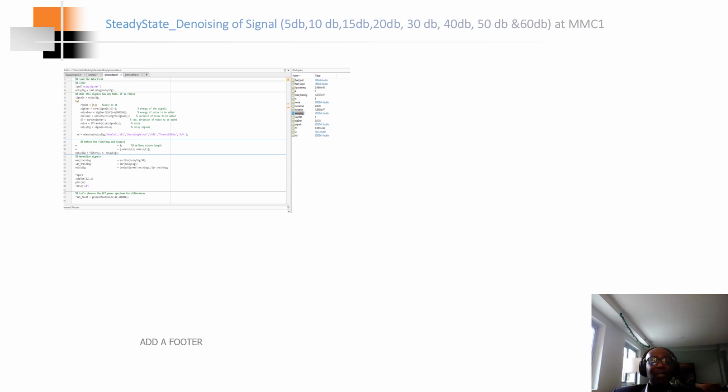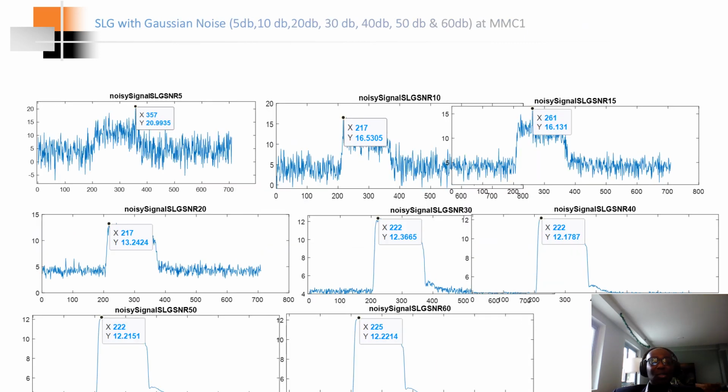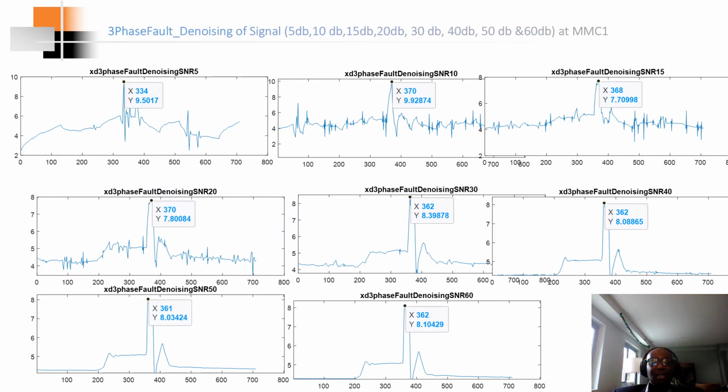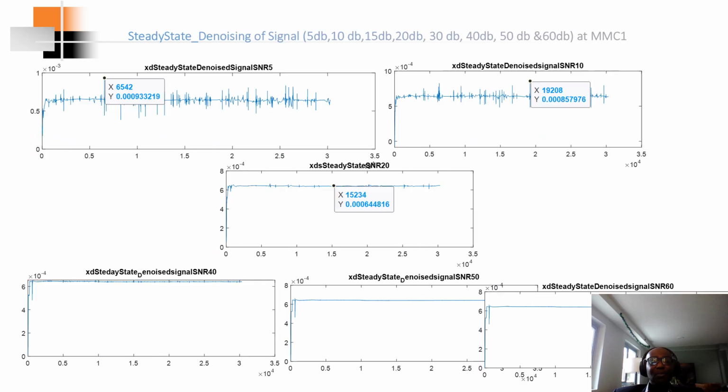So that is another code, for denoising it. This shows the signal being noised and denoised. For single line to ground fault, it shows the signal being noised with the Gaussian noise. Then for three-phase fault, after noising it, I need to denoise it. So the single line to ground fault, I denoised it.